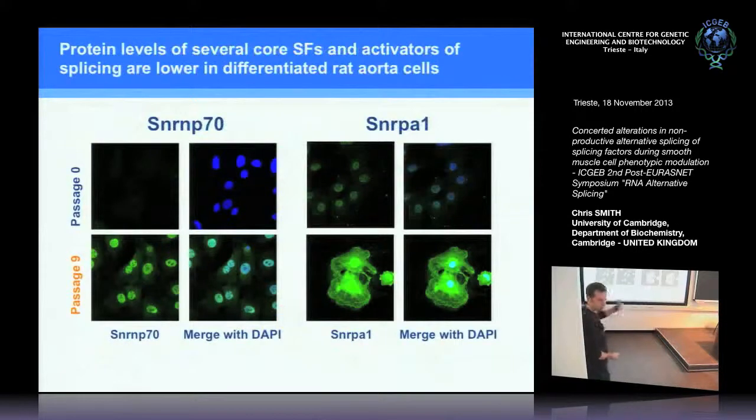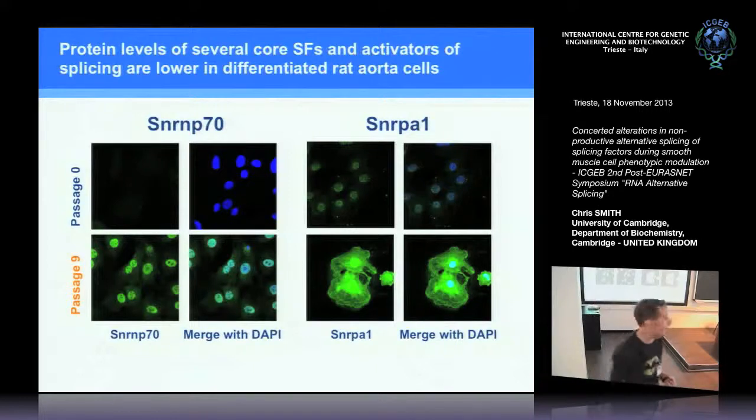So I'm going to go through this quite quickly because all of the images are rather similar. In each case, on the top row, we've got the more contractile cells, the passage 0. And on the lower row, we've got the passage 9 cells, which are more synthetic. And we've always got the immunofluorescence, then a merge of the immunofluorescence and the DAPI, and that's just to prove there were cells on the top there.